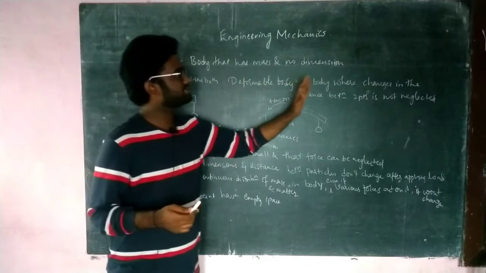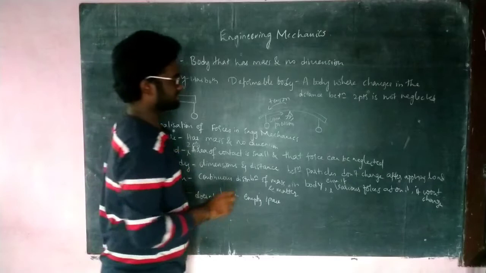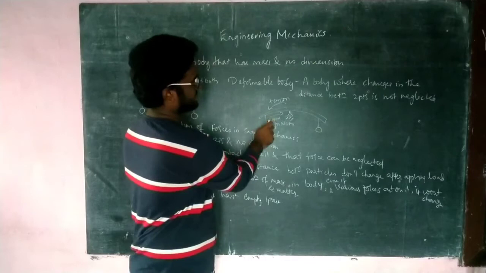This you can see is a picture of a beam. It has two rollers as well as a fixed support, and there is tension occurring in this direction and compression in this direction.